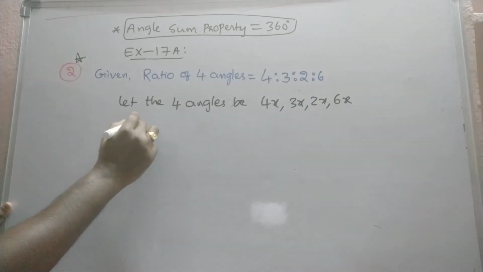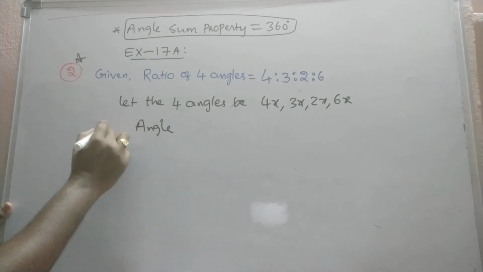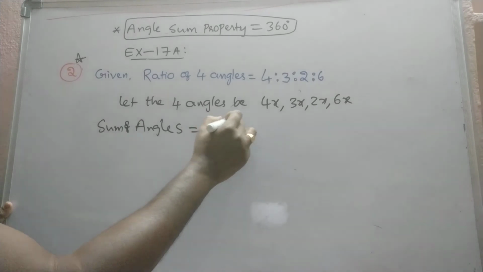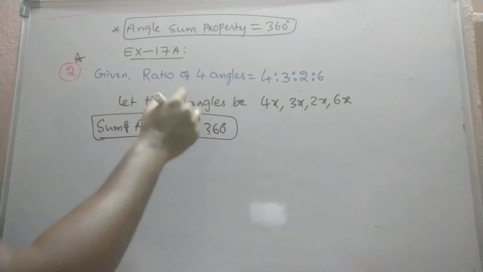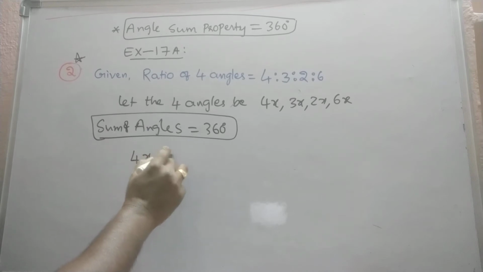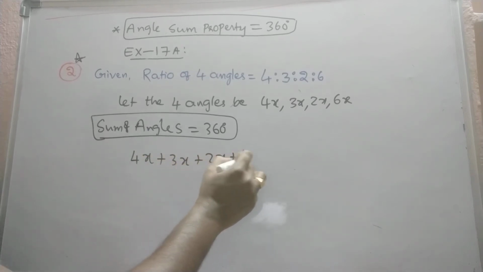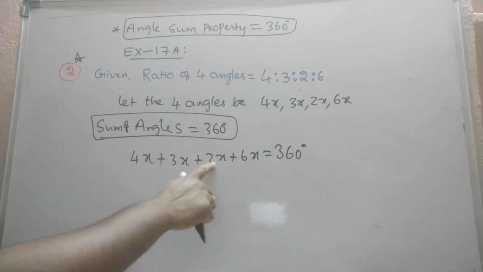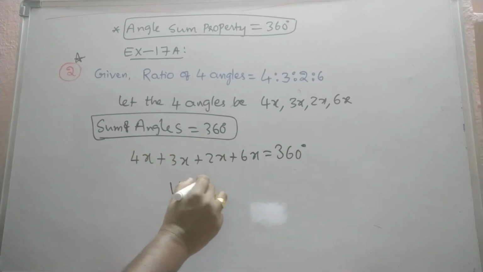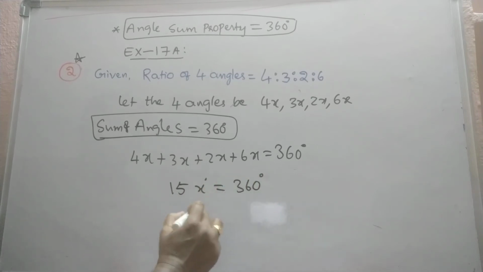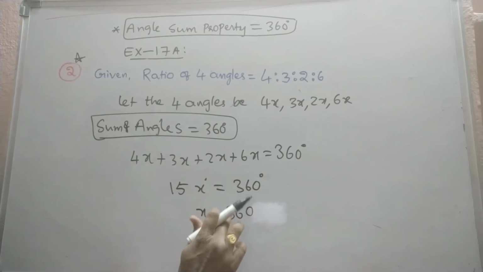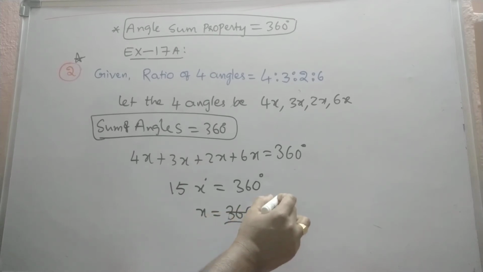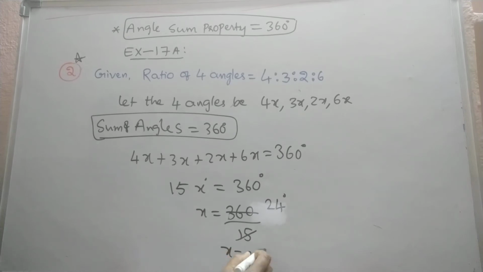But what we know is the sum of angles. So the sum of angles in a quadrilateral is equal to 360. So this property we will always use here. Add it. 4x plus 3x degrees plus 2x degrees plus 6x degrees is equal to 360. Now add it: 6 plus 4 is 10, 13, 15. 15x degrees is equal to 360. So x is equal to 360 divided by 15. 15 2s are 30, you know that. 15 4s are 60. So x is equal to 24 degrees.